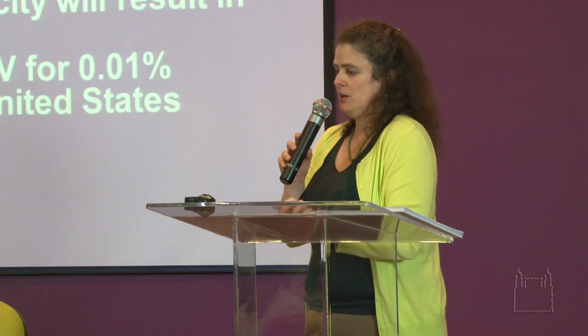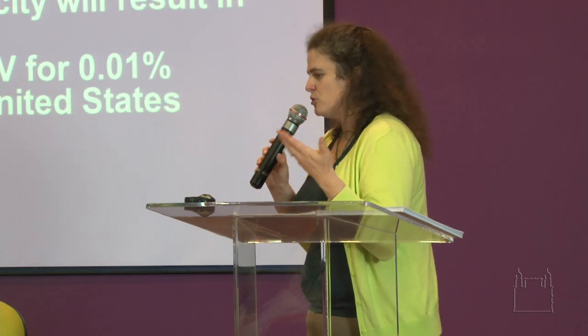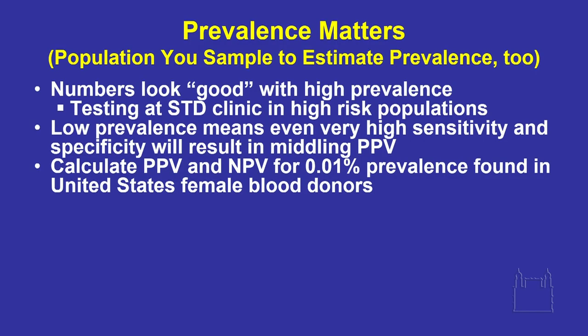So this is the issue that comes up: prevalence matters. Numbers look good when you have high prevalence. You want to go do testing in a sexually transmitted infections clinic with high-risk populations? Tests are great. But if you have low prevalence, even with very high sensitivity and specificity, you're not going to have very good positive predictive value.